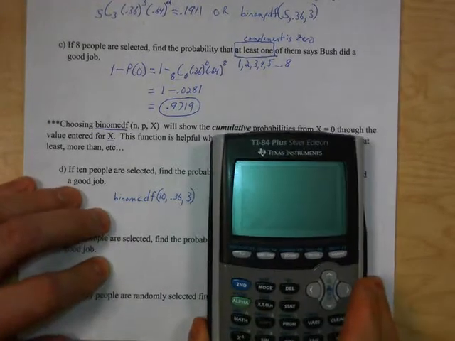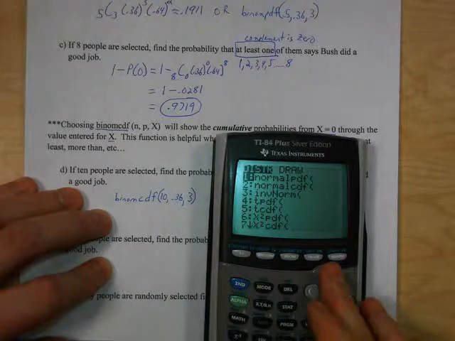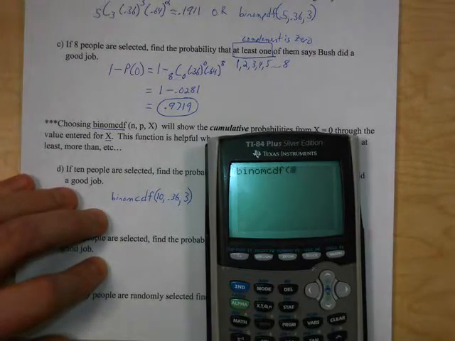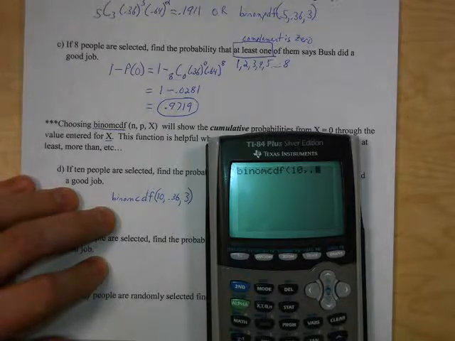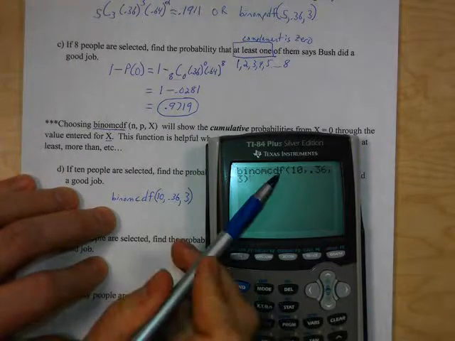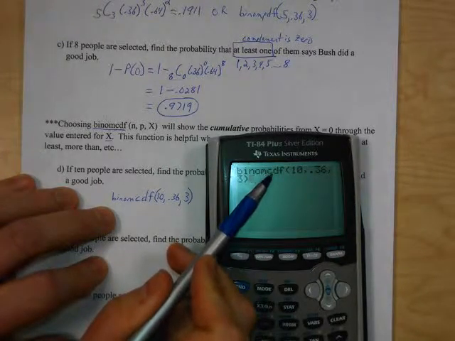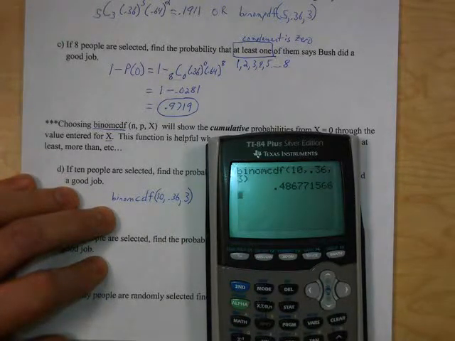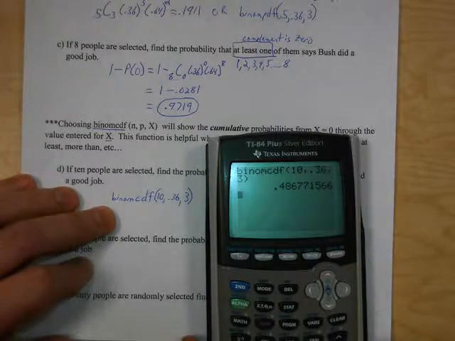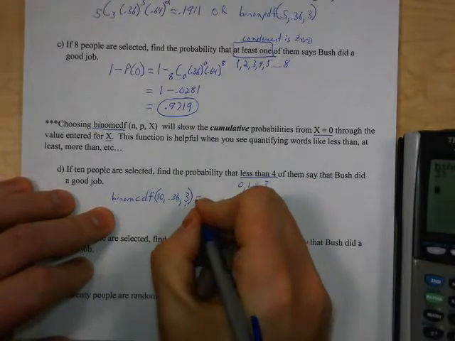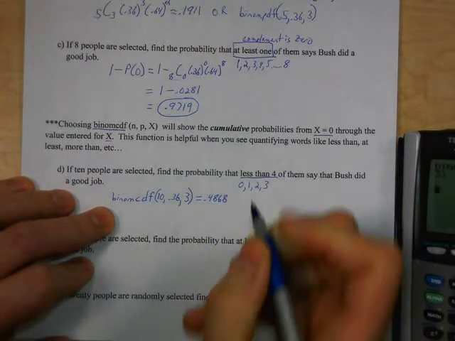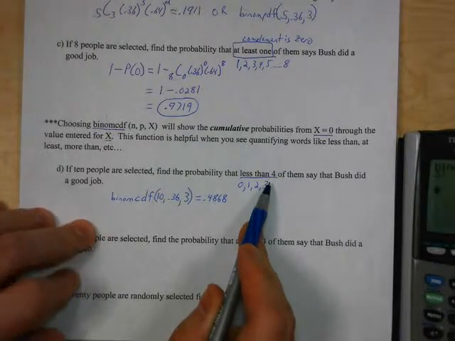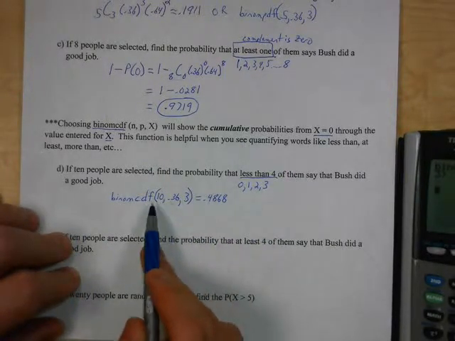Okay, so just to show you real quick on the calculator, go to our distribution. Again, we're going to choose binomial CDF. And then we're going to do 10, comma 0.36, comma 3. And what that's going to do, because it's a CDF rather than PDF, it's going to find the probability of 0 plus the probability of 1 plus the probability of 2 plus the probability of 3, do it all at once, and give us 0.4868. Okay, now what that represents is the probability of less than 4 of them saying Bush did a good job. Okay, so that's what we wanted, 0, 1, 2, or 3, and that's what our binomial CDF will find.